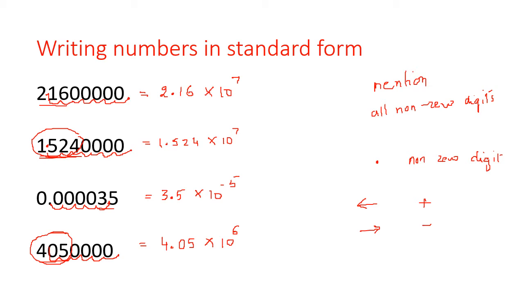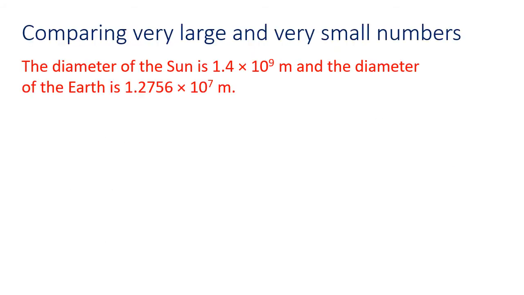Now after writing the numbers in the standard form, we will start to compare them. Now, the diameter of the sun is 1.4 into 10 raised to 9 meters. So this is written in the standard form. And the diameter of the earth is 1.2756 into 10 raised to 7 meters.